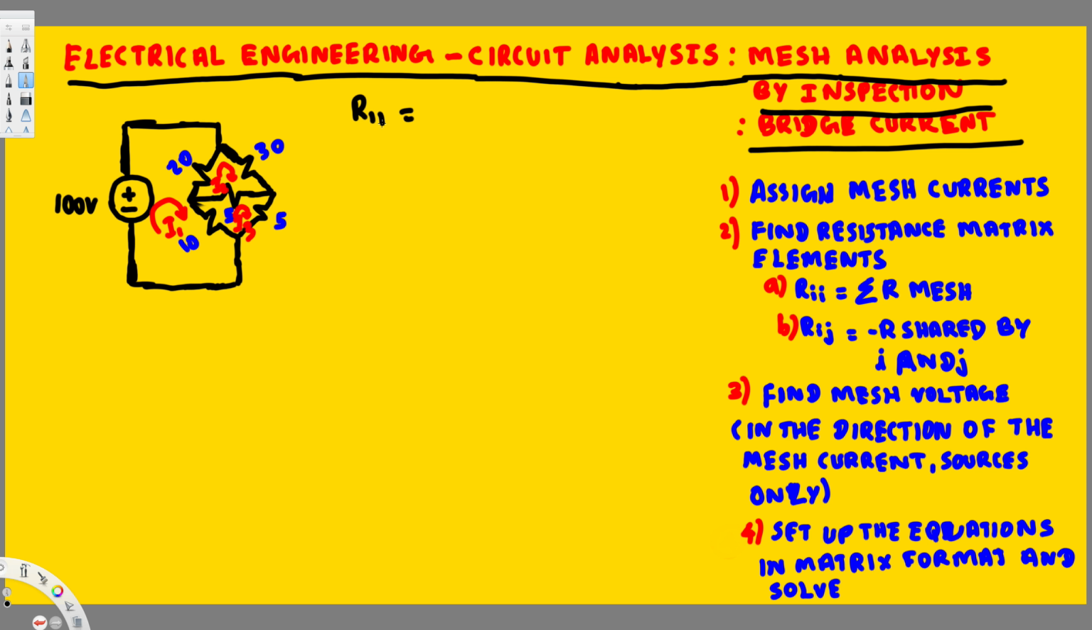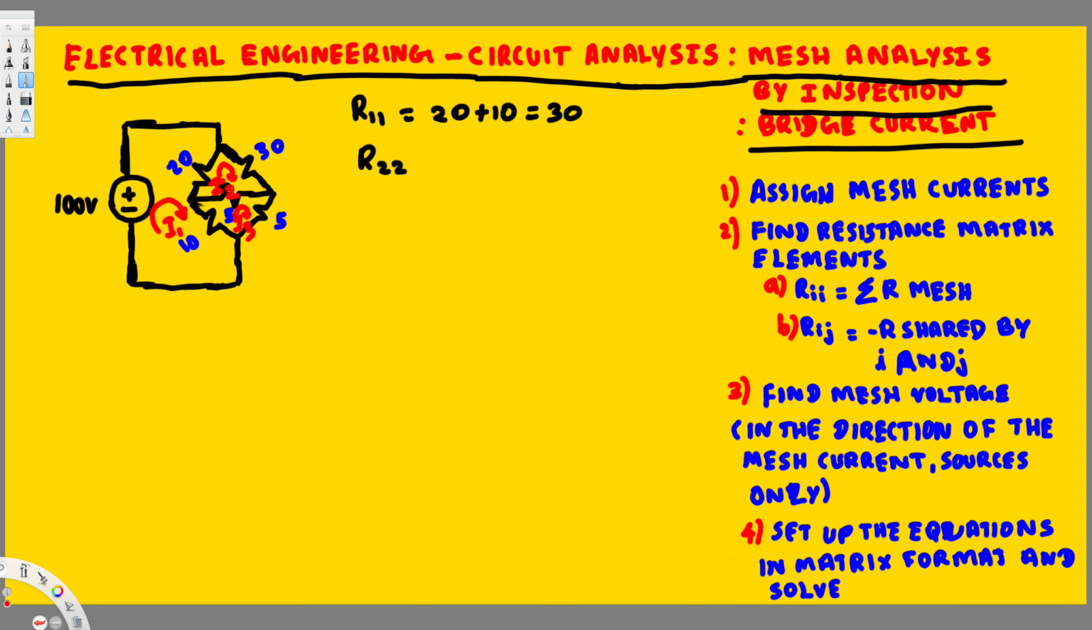So to find this one, what we do is we look at the I1 mesh current and see what are the resistances we have in this loop. And if you look at this one, we have only 20 and 10 in the I1 mesh, right? So we just add them together. So this is going to be just 20 plus 10 and that's equal to 30. And R22, we look at the second mesh. So this is I2, right?